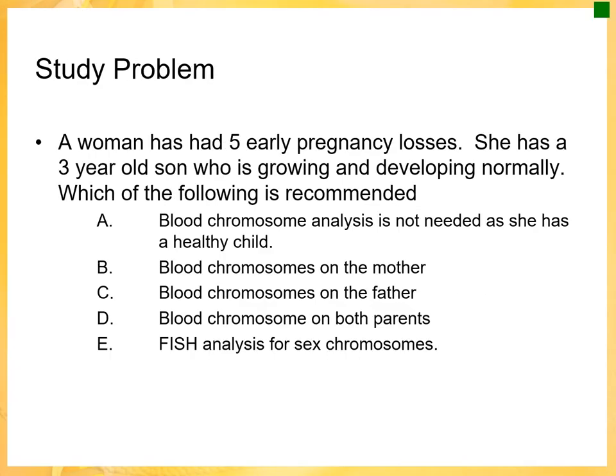So, a woman had 5 early pregnancy losses. She has a 3-year-old son who is developing normally. The following is recommended: blood chromosomes on a healthy child, blood chromosomes on the mother, chromosomes on the father, and the correct answer is on both parents.